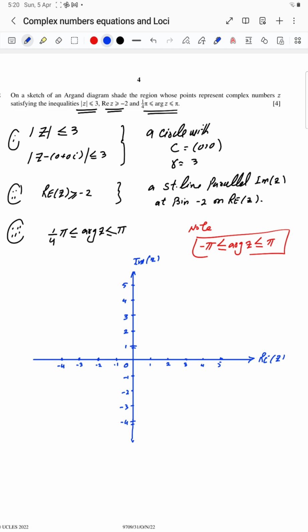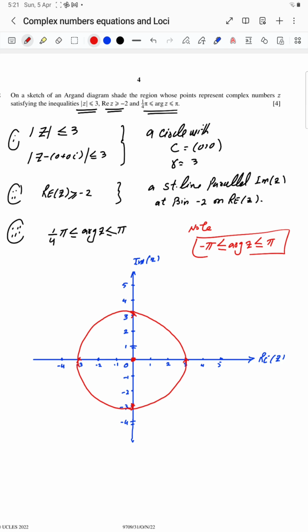Okay, the first one is about the origin. So the circle starts from here, and the radius is 3 units. Here it will become 3, here -3, 3 up and 3 down. So you will plot the circle like this. This is a circle with radius of 3.